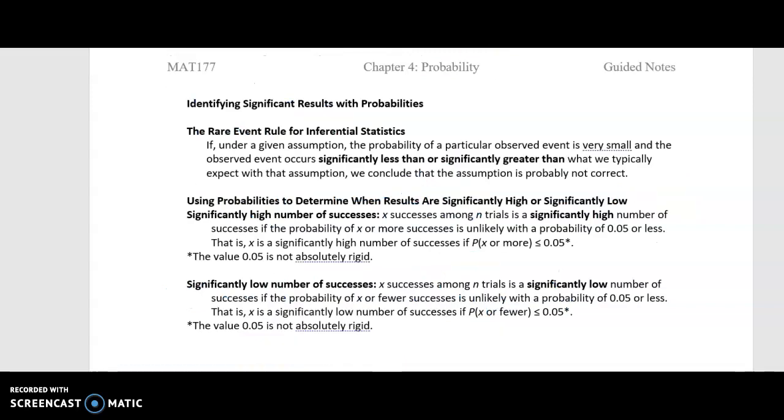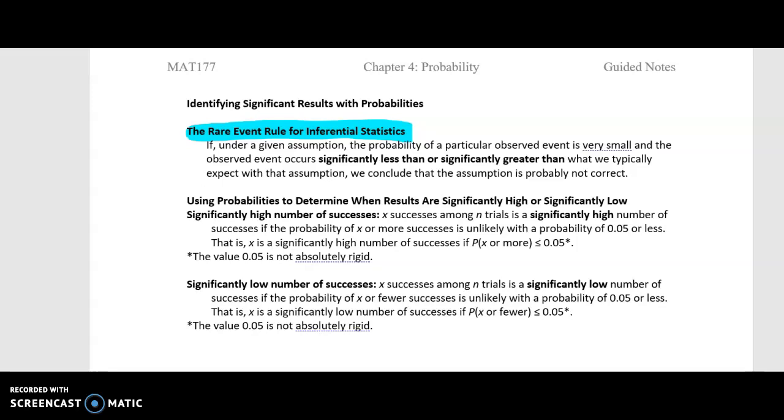A couple more notes before we move on regarding the significant results and probabilities. First, we have the rare event rule for inferential statistics. If under a given assumption, the probability of a particular observed event is very small, and the observed event occurs significantly less or significantly greater than we typically expect with that assumption, we can say that that assumption is probably not correct. So how do we use that to determine significantly high or significantly low?